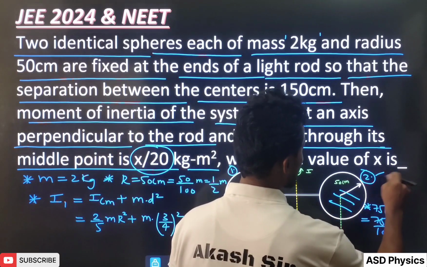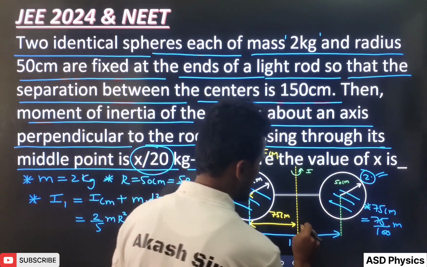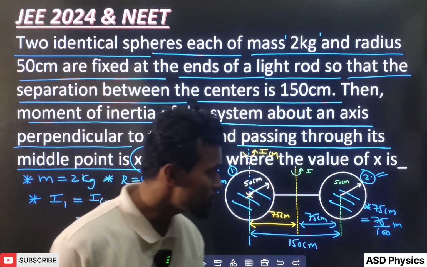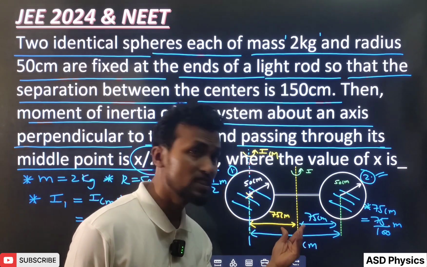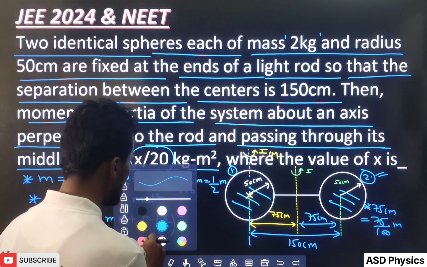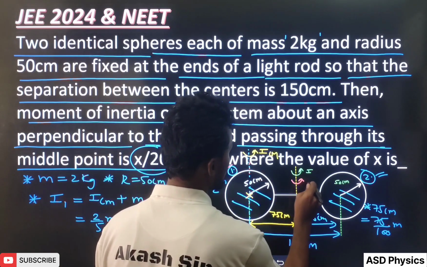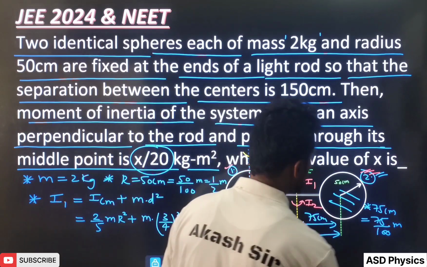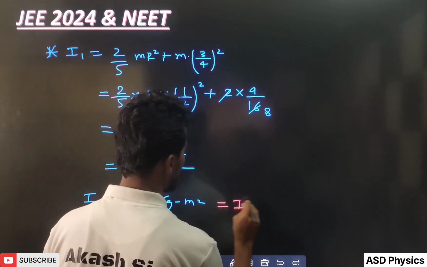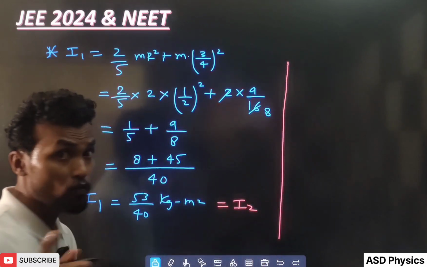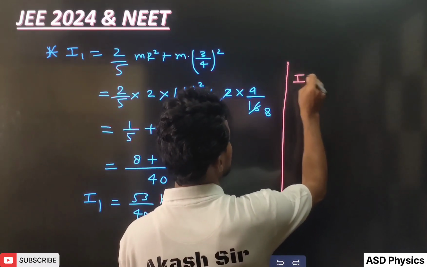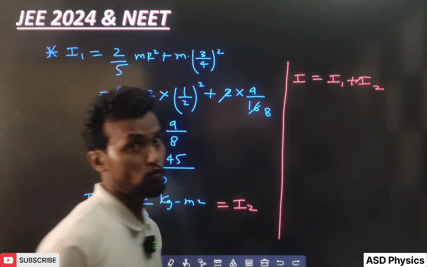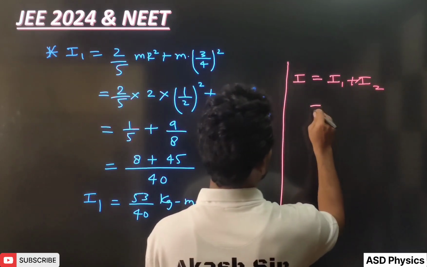Okay, similarly, if I write for system 2, the same identical situation is there. Here also you know very well, this distance is 75 centimeter and this is the radius 50 centimeter, correct now? So moment of inertia of this sphere about this axis, how much? I2. Again I'm writing here: due to this, moment of inertia is I1, and due to this, moment of inertia is I2. And what is the value of I2, students? The I2 value is the same, because it is an identical situation. Now what will happen here? What is the total moment of inertia? So by the principle of superposition, we can write the total moment of inertia is given by I1 plus I2.